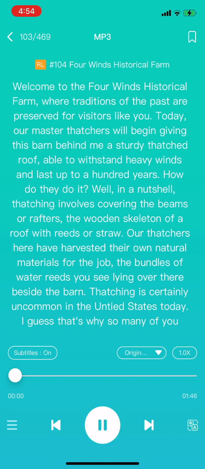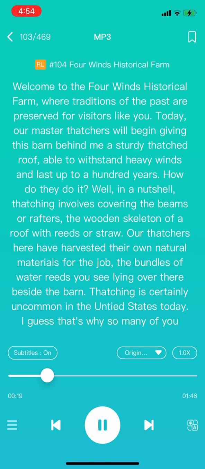Welcome to the Four Winds Historical Farm, where traditions of the past are preserved for visitors like you. Today, our master thatchers will begin giving this barn behind me a sturdy thatched roof, able to withstand heavy winds and last up to 100 years. How do they do it?